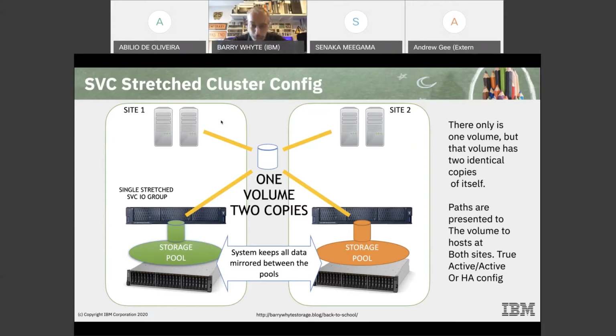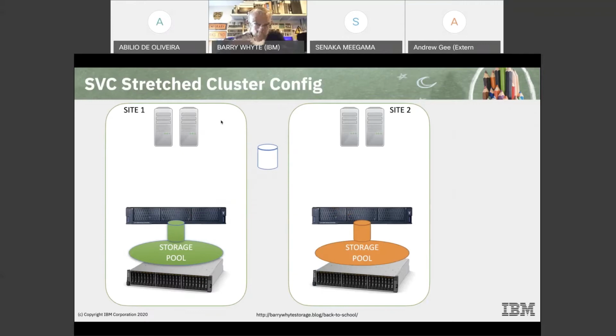So if you set it up in such a way that that volume is using this mirroring functionality, and those two storage pools are in two independent sites, and you stretch the two nodes between those two sites, then you can actually create this stretch cluster configuration. So we still have paths at both sites through both nodes down to the storage, and then the system itself is keeping the data mirrored between these two storage pools. So in the next picture, it's a bit clearer.